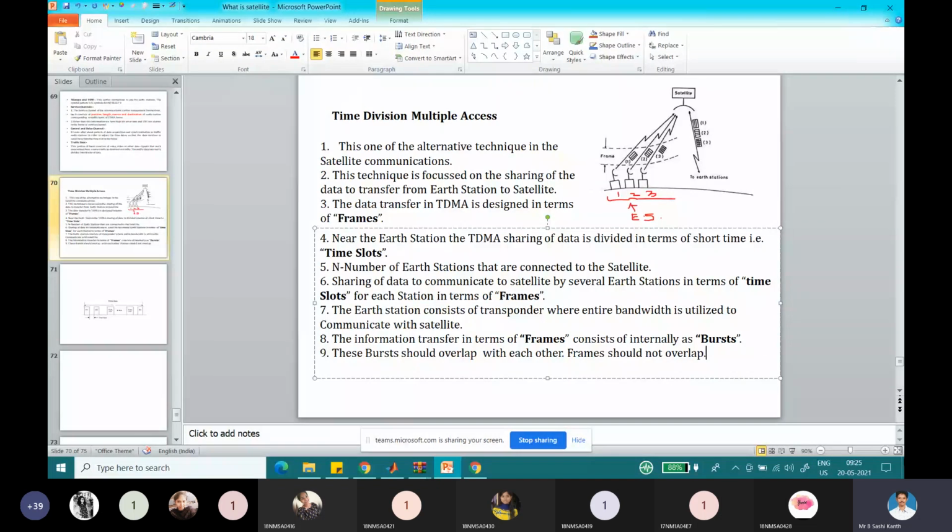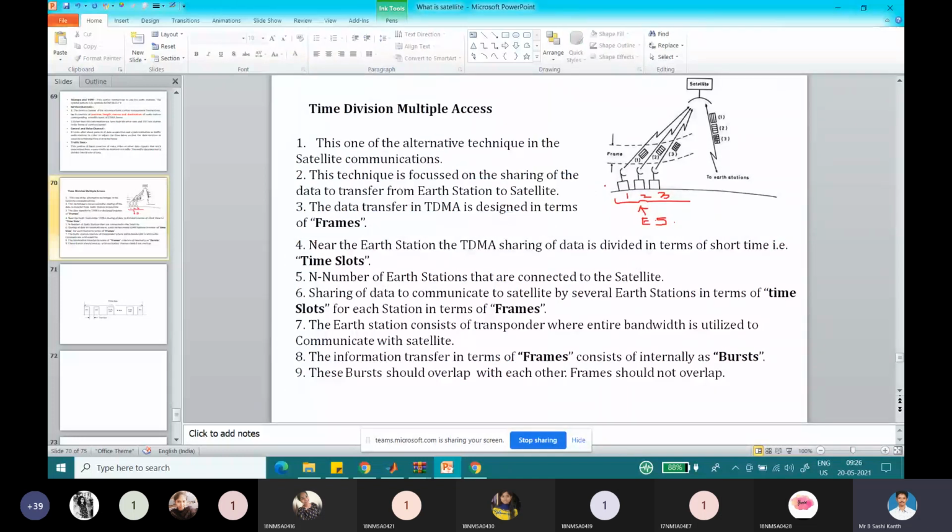As you can see clearly here, which is being shown in terms of TDMA, you are having the frames. I'm showing here in terms of earth stations. I have earth station 1, 2, 3. For the first earth station, I'm designing a frame. This frame is being sent to the satellite. All the frames are communicating and they are sent to the satellite.